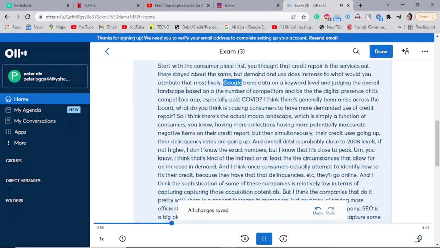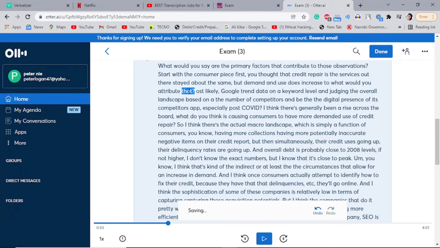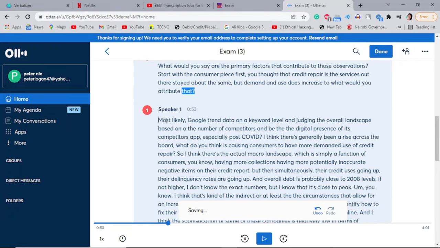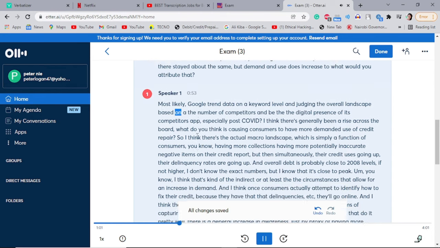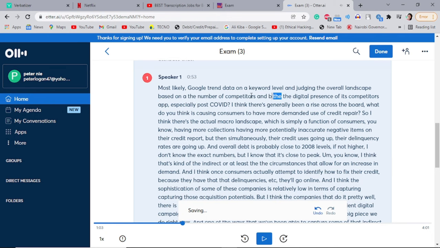Most likely Google Trend data on a keyword level, and judging the overall landscape based on A, the number of competitors, and B, the digital presence those competitors have, especially post-COVID. I think there's generally been a rise across the board.